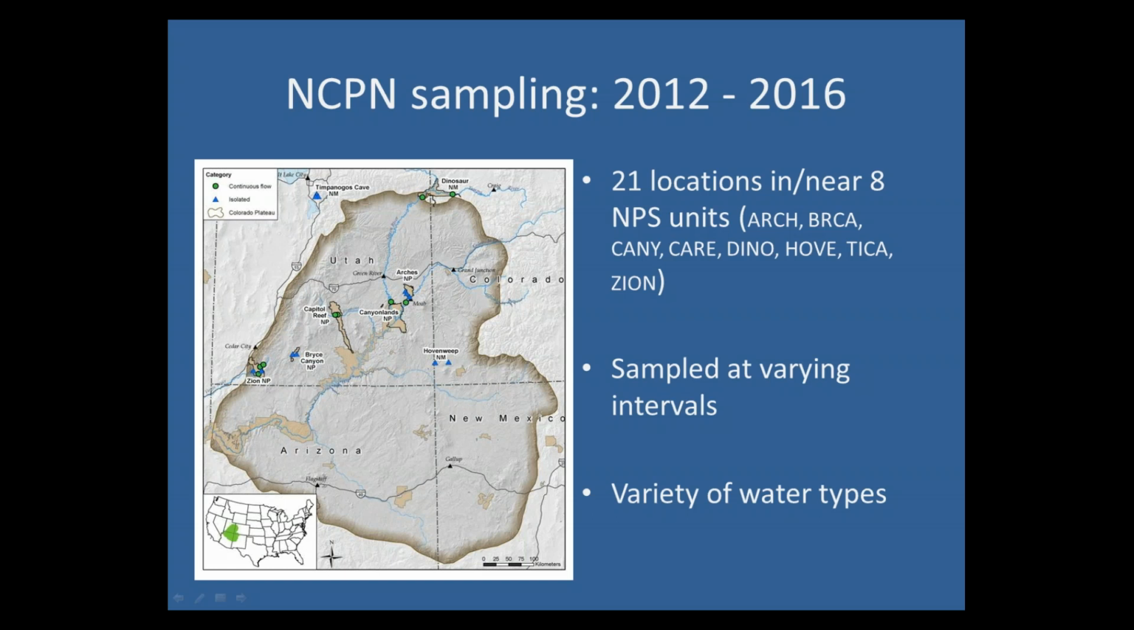We do have quite a few park units on the Colorado Plateau. It's a very beautiful area with a lot of protected areas. And our parks include some world-renowned parks like Zion, Bryce Canyon, and Arches that receive well over 1 million visitors each year. And visitation is rapidly increasing at these parks. So over the course of 5 years, we sampled 21 locations in or near 8 of those National Park Service units. We sampled at varying intervals, and because we're really interested in screening and seeing where these types of chemicals are occurring, we really tried to pick a variety of water types to sample as well.